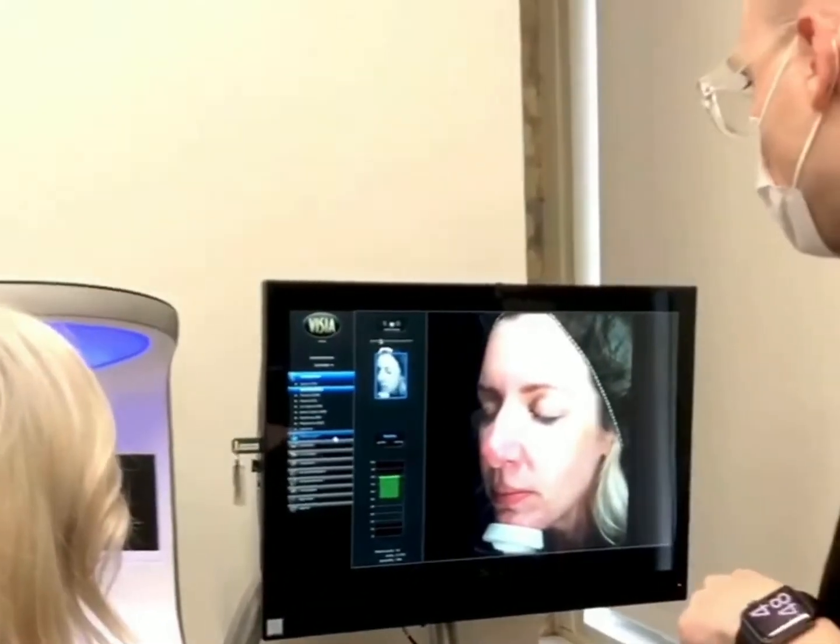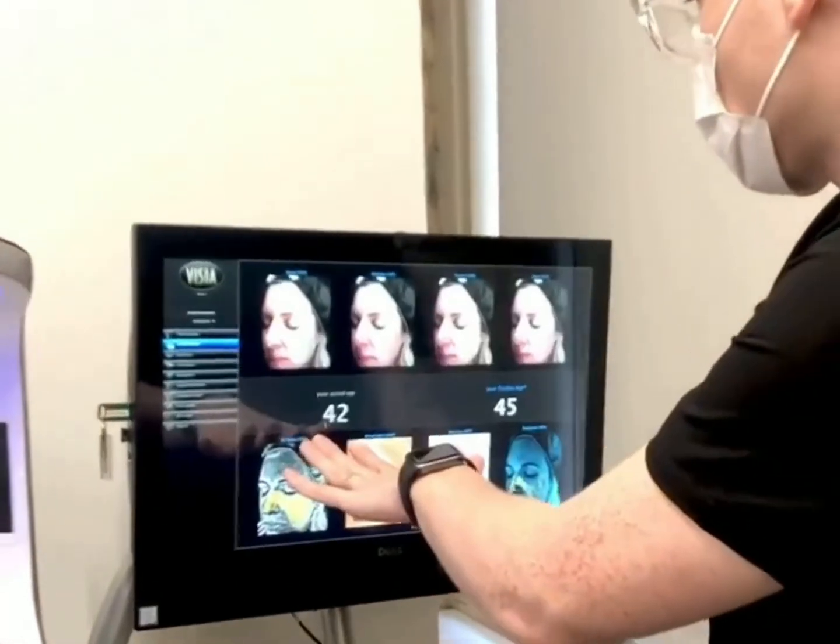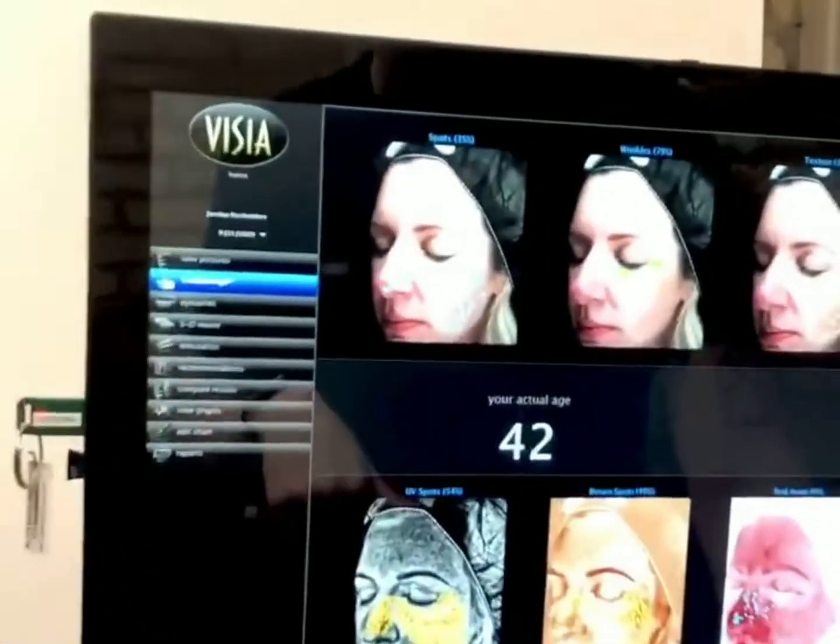So let's take a look at that here. So your real age will be reflected on the left. So 42, true skin age 45. Lies.